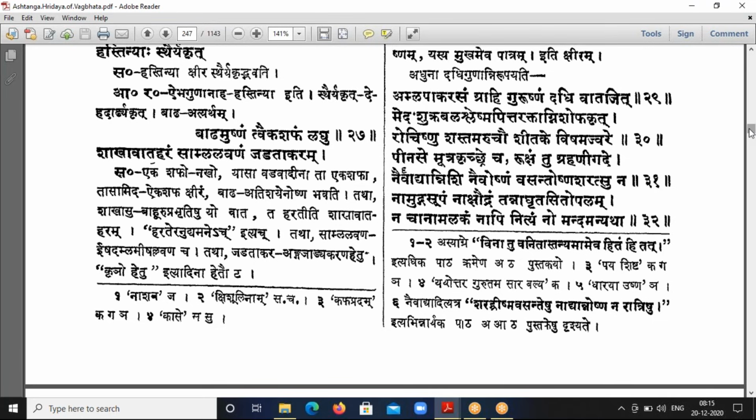So a judicious mind can make use of this potential positively. Ruksham tu grahani gade. Ruksham dadhi is good in grahani gadam, grahani rogam. Ruksham. How is this ruksha dadhi made?